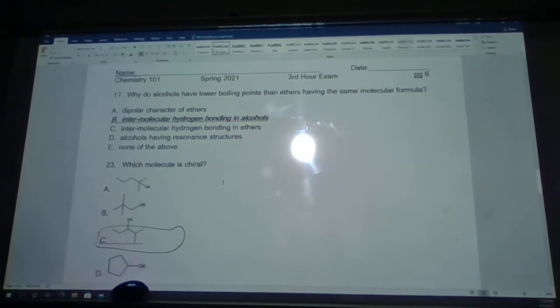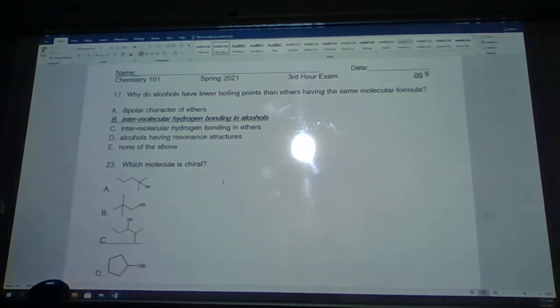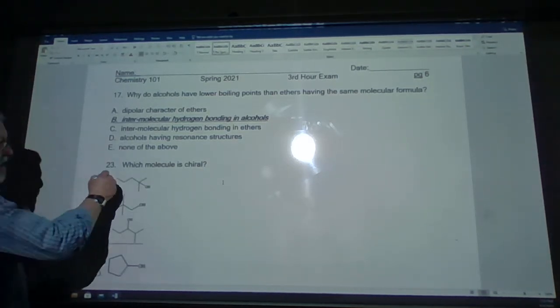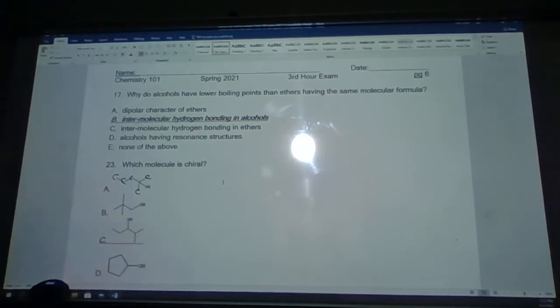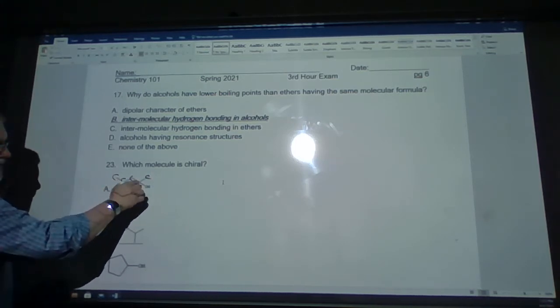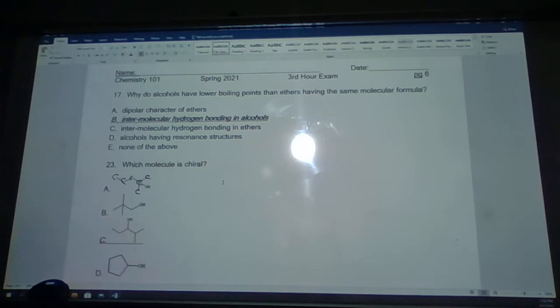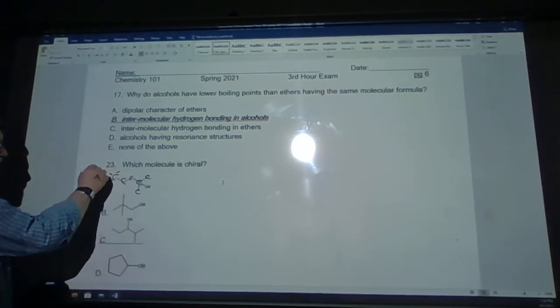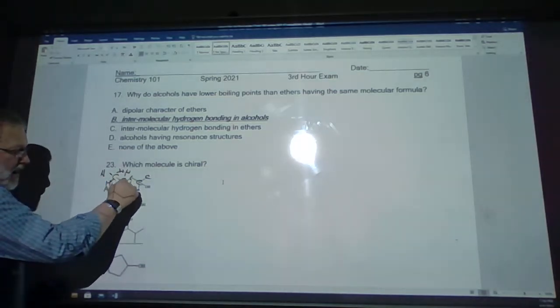Number 23, of these molecules, which are chiral? Chirality requires that we have a carbon atom bonded to 4 different things. Since these are skeletal structures where lines meet, start, or end, we have carbons. Carbon, carbon, carbon, carbon, carbon, lines meet carbon. We make the assumption that if you do not see a line, that carbon has all the hydrogens necessary. So this is a CH3, hydrogen, hydrogen, hydrogen. Carbon, hydrogen, hydrogen. Carbon, hydrogen, hydrogen.